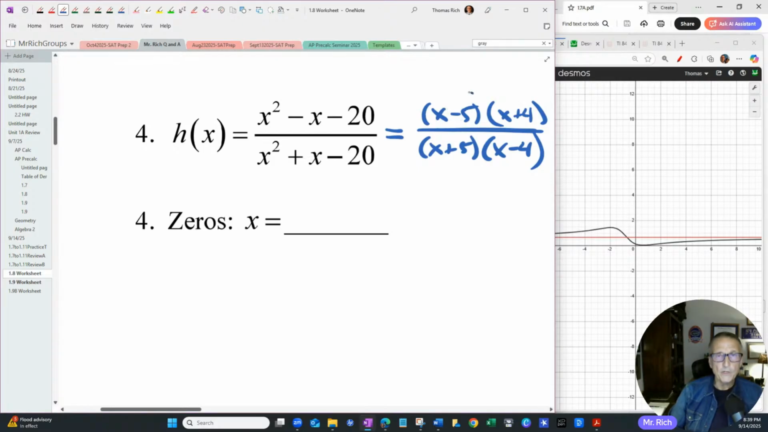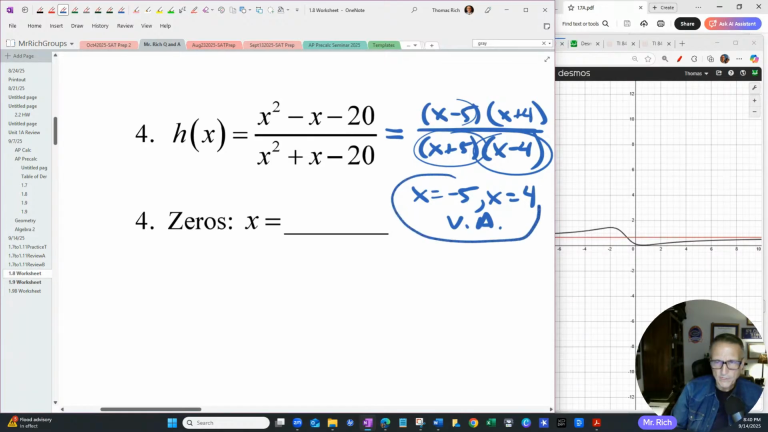So there are going to be no holes. If I have a rational function where I have a matching binomial factor between top and bottom, that's going to create a hole as long as this thing gets removed. But nothing's getting removed from the denominator. So that means that both of the zeros for those two factors, x equals -5, x equals +4, those are vertical asymptote equations. All right, so now we got two vertical asymptotes.